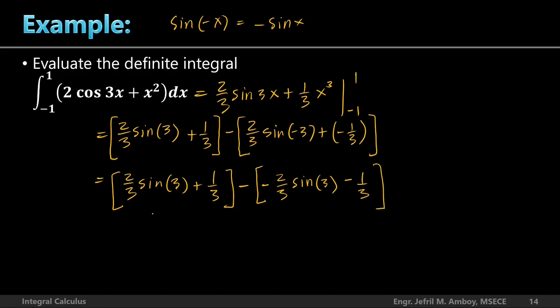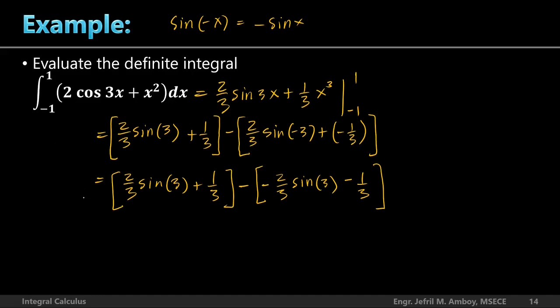Kung mapapansin mo, parehas sila. 2/3 sine 3, pero ito, 2/3 sine 3, negative lang. Ito, 1/3, ito, negative 1/3, pero ito, minus. So, minus, minus, magiging plus. So, in effect, kahit tanggalin mo na ito, ito na lang ang sagot. Multiply mo na lang siya ng 2. Yes, actually, ganun talaga ang nangyari. Kung gusto mong tanggalin na lang ito, in effect, gawin mong 0 ang lower limit.